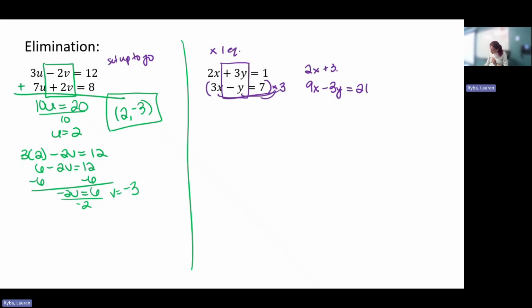I'm going to keep the top as it is because now my y's vertically stacked are exact opposites of each other. Positive 3y, negative 3y. So I'm ready to do my addition. My y's are going to be gone. So 2x plus 9x is 11x. 3y minus 3y, gone. See you later. 1 plus 21 is 22. Divide by 11, and I'll get x is 2.